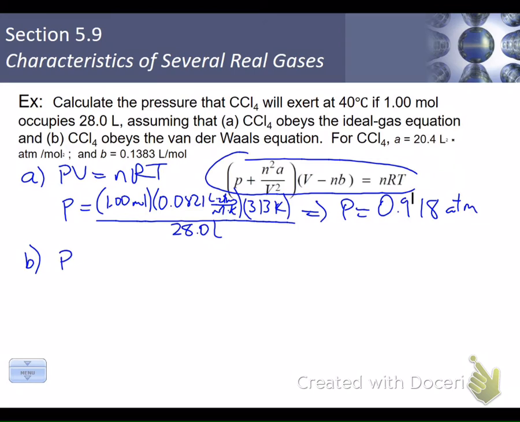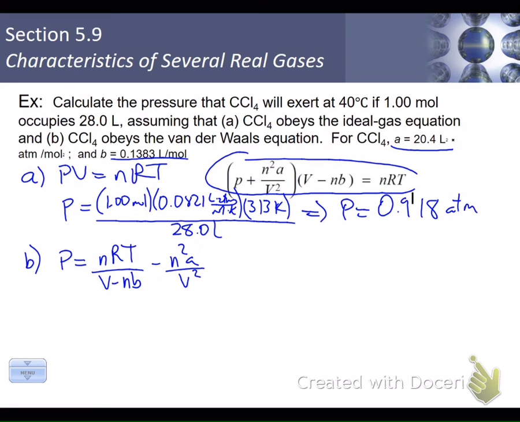If I rearrange that equation to solve for P, the algebra tells me that I'm going to get P equals nRT over V minus nb, minus n squared a over V squared. Now, if you want to, hit pause, do the algebra, and see if you understand where I got that rearrangement of the van der Waals equation from. Before I plug into this, we need a and b values, and I have those in the problem statement. Here's the a value, and here is the b value.